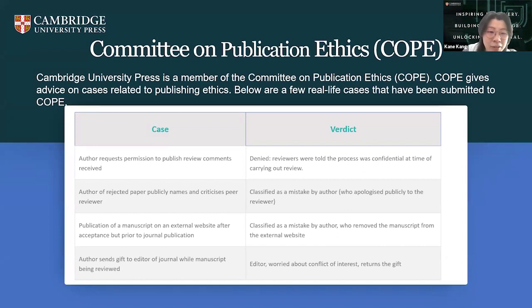And number 3, publication of manuscript on an external website after acceptance but prior to journal publication. This is not a law, definitely not. The verdict: classified as a mistake by the author, who removed the manuscript from external websites. So even if it is Gold OA, free to access, the author still cannot publicly show the manuscript on an external website before the journal publication.